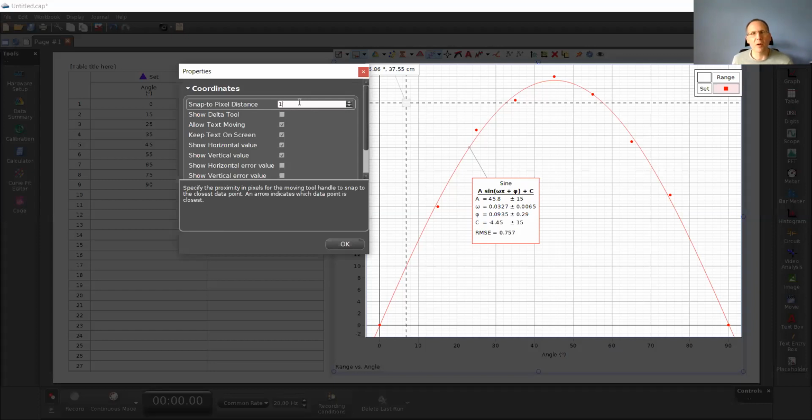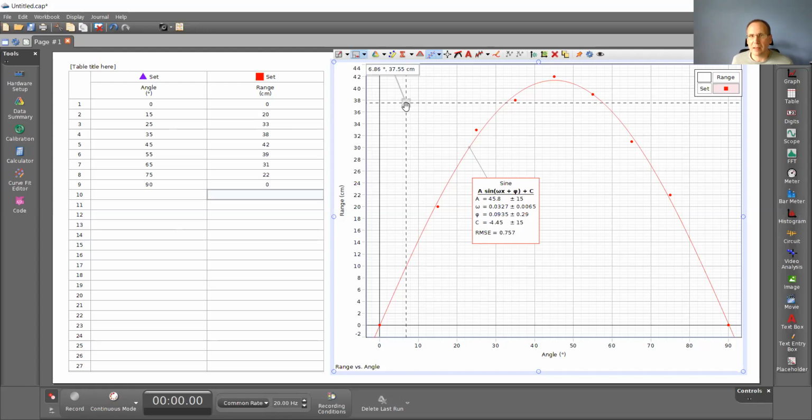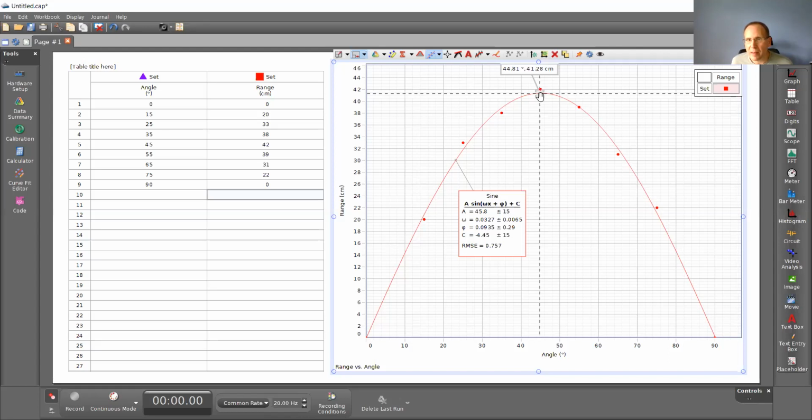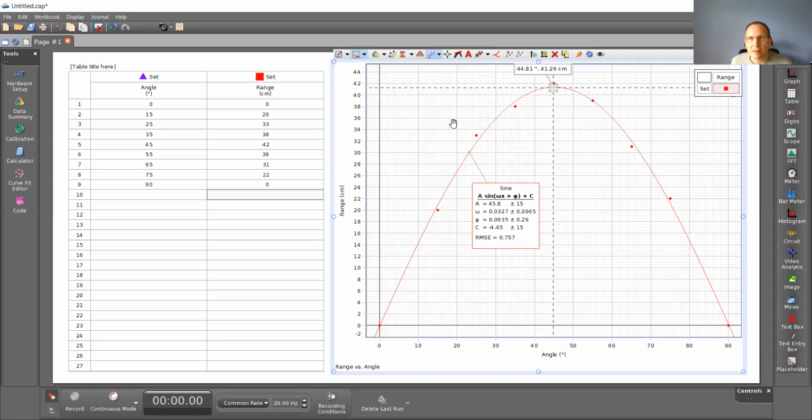That just means we have more control over moving the location of this, like the crosshairs, right? If I didn't change that snap to pixel distance, it wants to jump to one of my data points, but I want to have more fine control over it. So I can go right to the peak of my graph, which is maybe right there. Okay, I'm going to rescale that too.